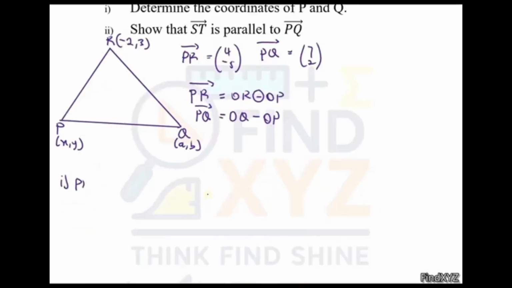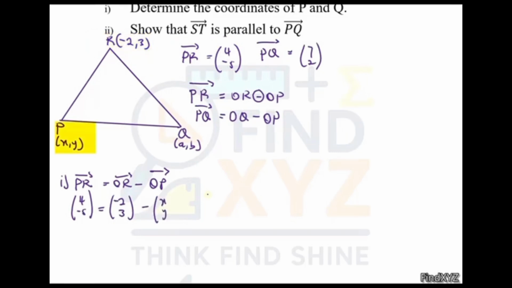So we know vector PR is OR minus OP. Then what is vector PR? It has already been given as (4, -5). So we substitute that, and vector OR is given as (-2, 3). Now this is a position vector, so we write it as a vector. Then what is OP? We don't know, so (x, y). We can decide to send OP to the left hand side. This is negative, so we have (x, y) now positive. Then we maintain vector OR, (-2, 3). Then we subtract because we are moving to the opposite side. That is (4, -5).